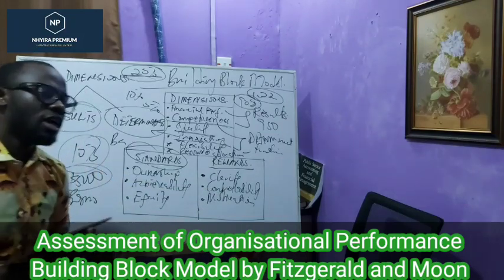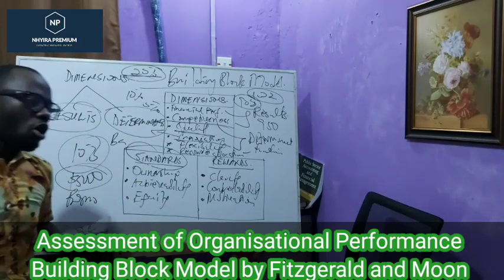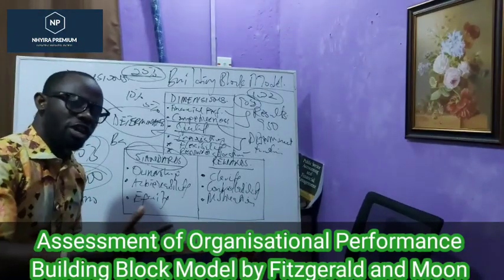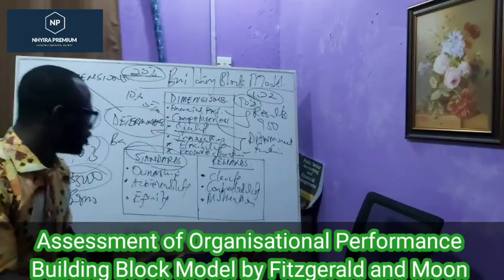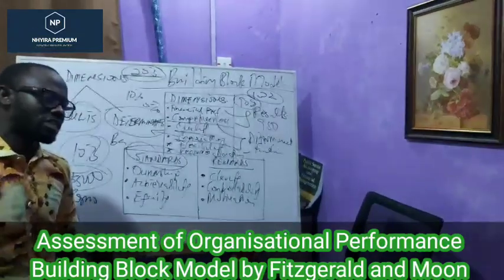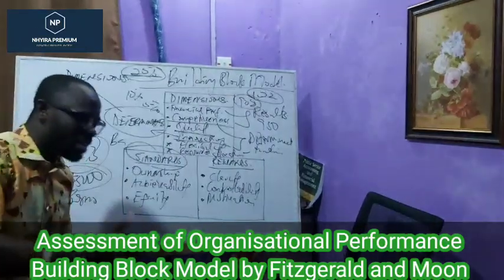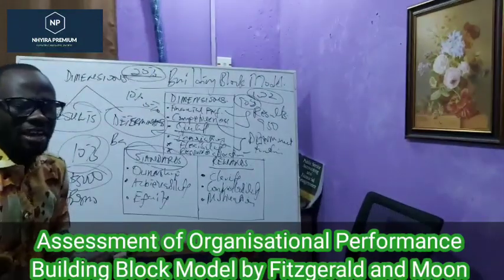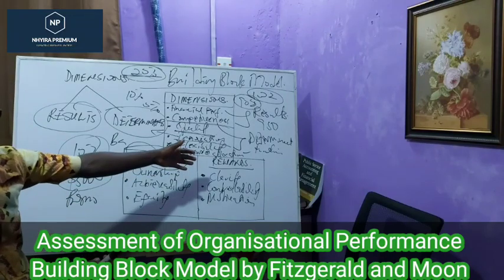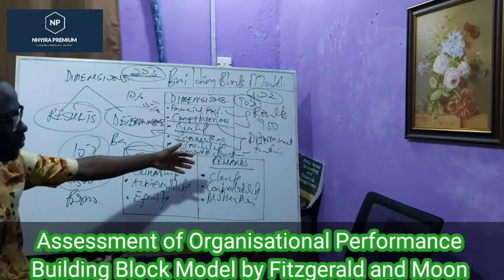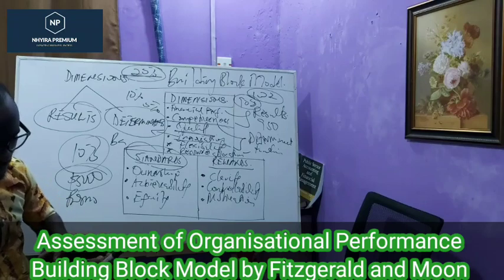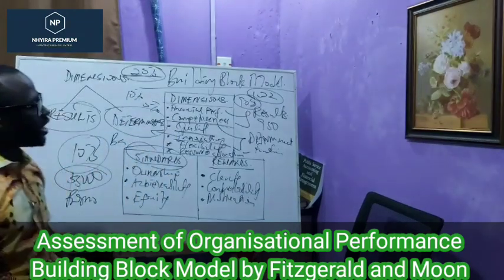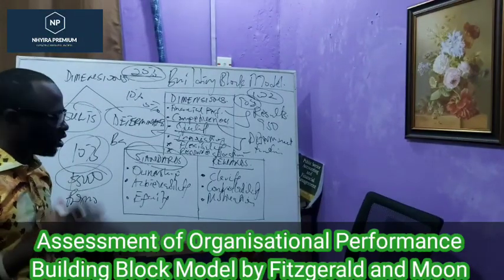That is controllability. Now, what happens is that the more control employees have over their work, the more motivated they are to be able to achieve the standards. But if they are being directed, they are being given everything that they are supposed to do every step of the way, it is likely that they may not be motivated. So controllability. That is the thing you have to understand, and these are the things you need to look at when we are talking about the Fitzgerald and Moon building block model.